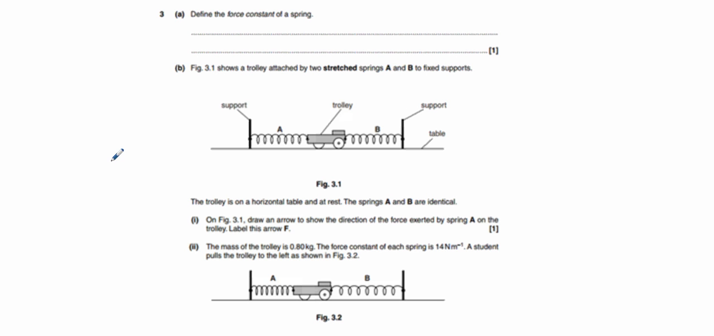Okay, hello and welcome to part 3 in this video series where we're looking at the June 2013 mechanics paper. On question 3 it says define the force constant of a spring. Okay, so this is just the force per unit area. That's what the force constant is.